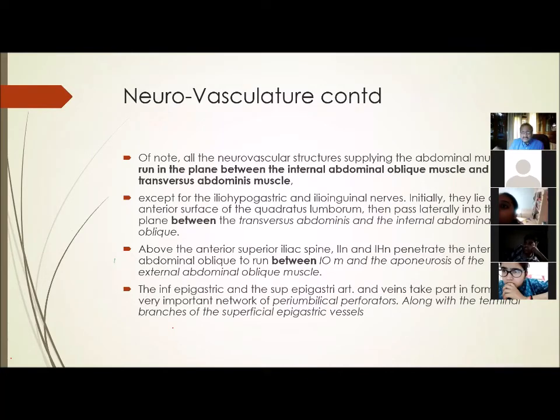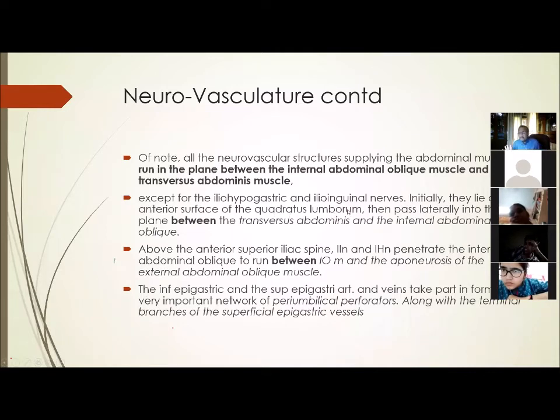The two important nerves which we all consider are the iliohypogastric and ilioinguinal. We are not much concerned about the intercostal nerves in the abdomen because we don't carry out any dissection in that particular area, and moreover they are so well distributed they hardly have any area of hypoesthesia. But when you talk about these two nerves arising from the lumbar plexus, the iliohypogastric nerve and the ilioinguinal nerve, initially they lie on the anterior surface of the quadratus lumborum muscle.